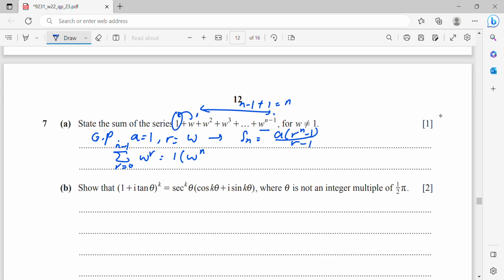Okay, then minus 1 over R minus 1. W minus 1. That means you are getting W power N minus 1 over W minus 1. So this is how we solve 7, 8.